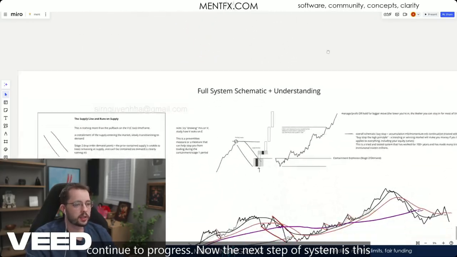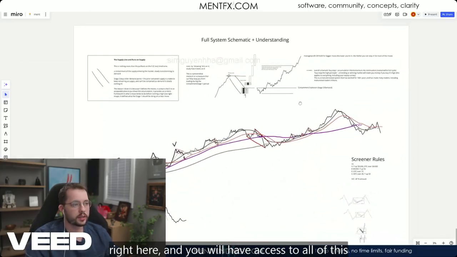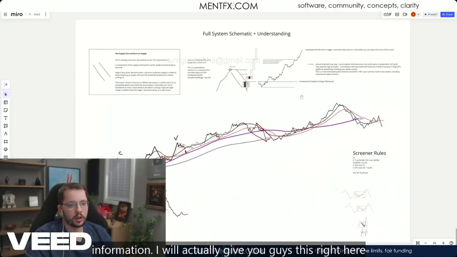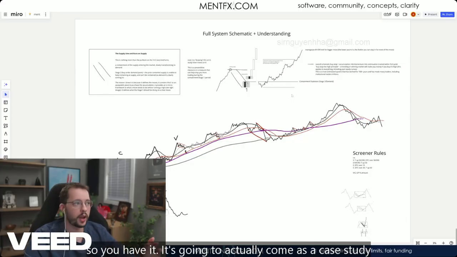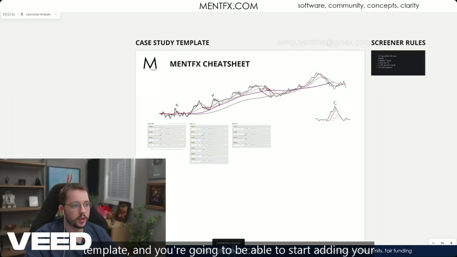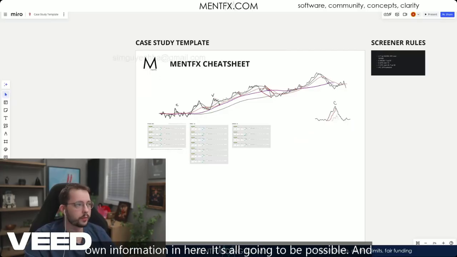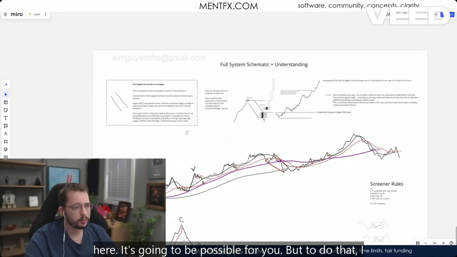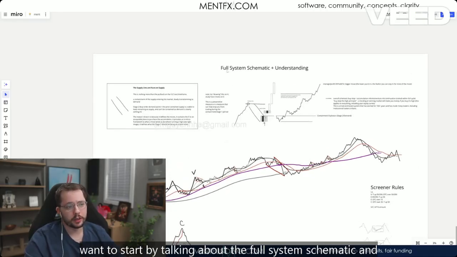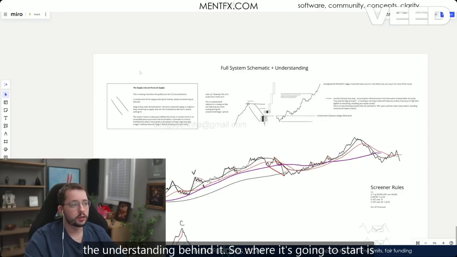Now, the next step of system is this right here, and you will have access to all of this information. I will actually give you this so you have it. It's going to come as a case study template, and you're going to be able to start adding your own information in here. It's all going to be possible for you. But to do that, I want to start by talking about the full system schematic and the understanding behind it.